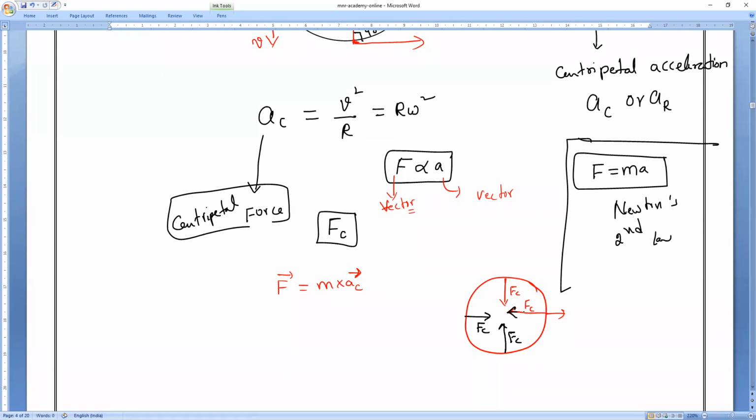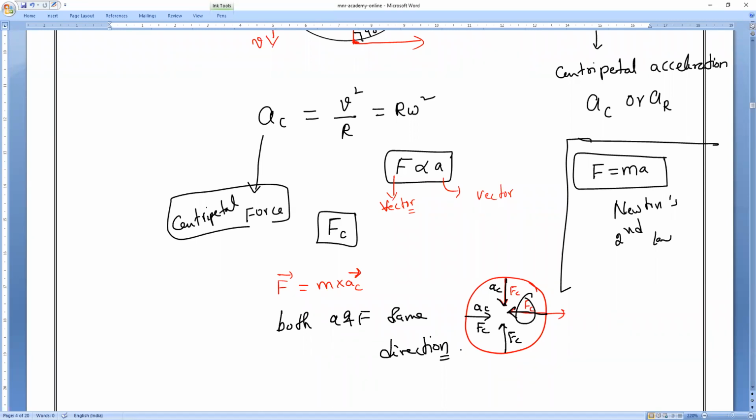That resultant force, which makes the body move in a particular path, is what we call centripetal force. And centripetal acceleration is also acting towards the center. So both A and F act in the same direction or different directions? They act in the same direction. That is what you have to remember. Centripetal acceleration and centripetal force both always act towards the center.